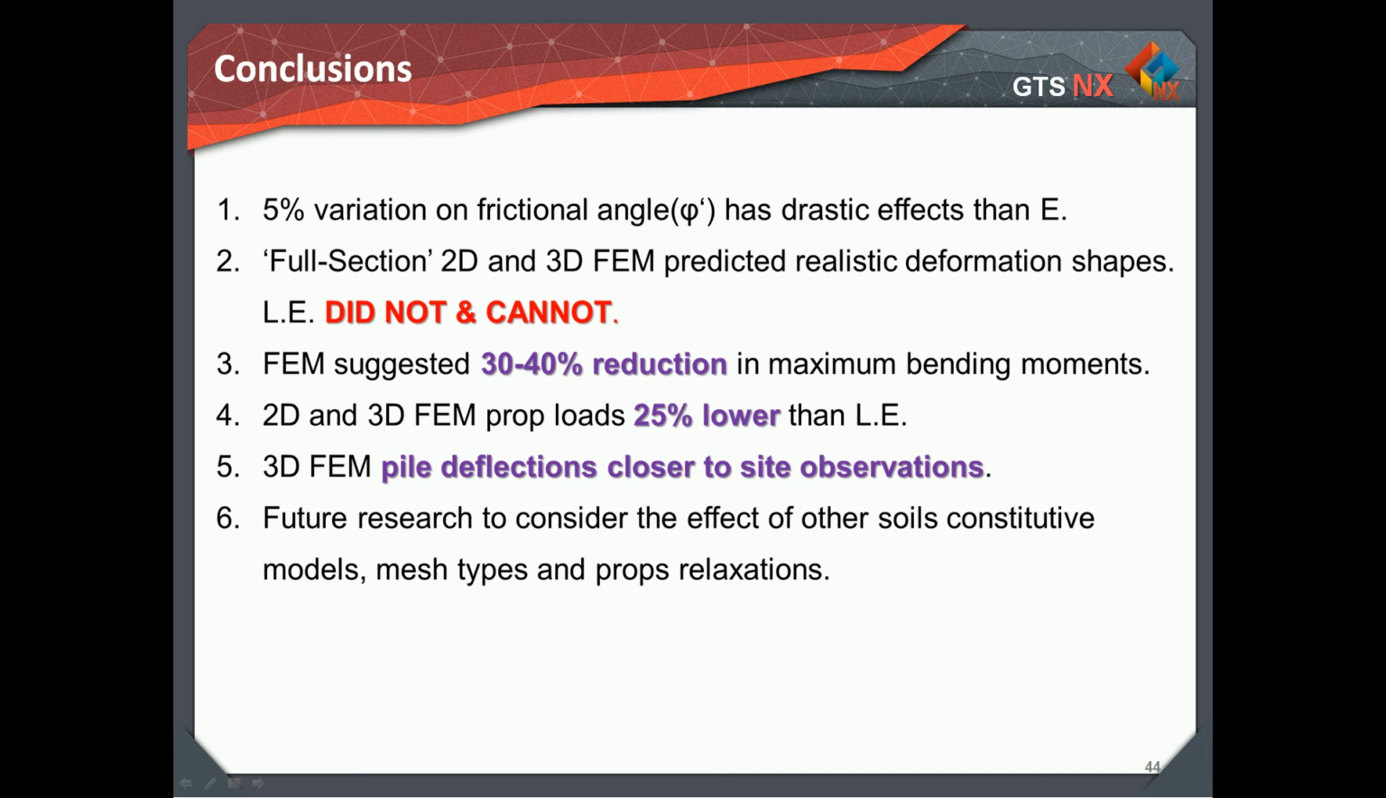2D and 3D FE model prop loads were approximately 24% lower than limit equilibrium suggestions. Maximum pile deflections illustrated by the 3D FE model were closer to available site observations and approximately 40% lower than the 2D FE model as well as the LEM result. In general, although 3D FEM model and analysis time were significantly higher, this method provides the most realistic soil behavior with the least amount of wall deflections and structural forces.